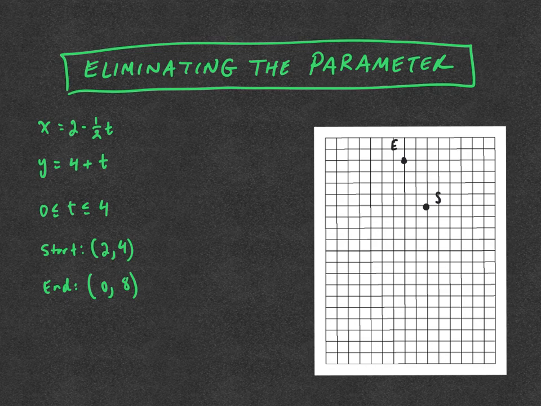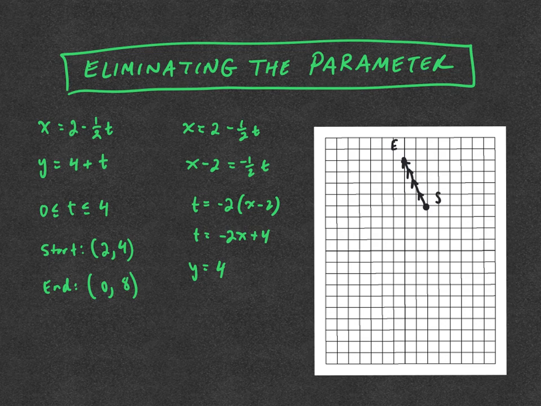And now I probably can guess that I should just connect these 2 points with a straight line and arrows moving from the start to the finish. However, I could do a little algebra to confirm that it is indeed a line and that I got everything in the right place. So what I can do is take my equation for x and solve it for t. If x equals 2 minus half t, then x minus 2 equals negative 1/2 t. Multiplying by negative 2 and distributing gives me t equals negative 2x plus 4.